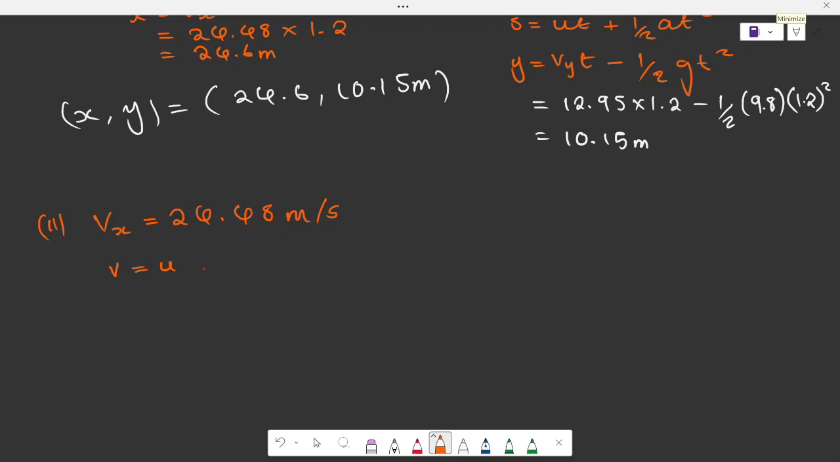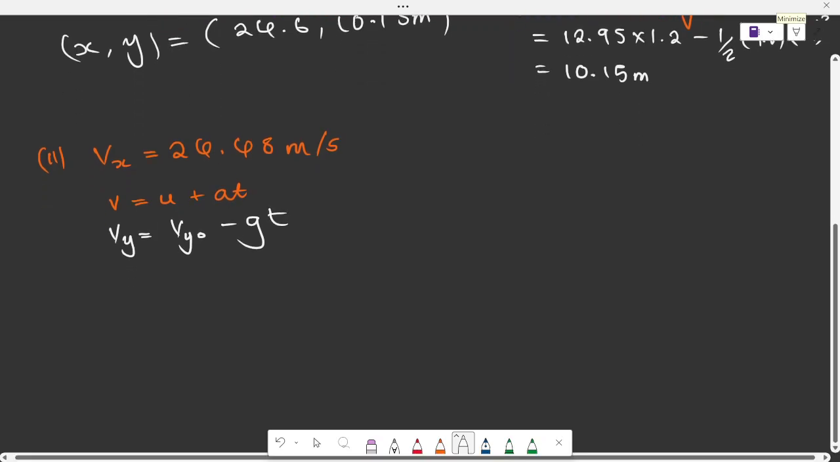V is equal to U plus AT. But since we are talking about projectile motion, we know that this formula will undergo a certain variation. It is going to change a bit. It's going to be Vy is equal to Vy initial minus G. I explained why we're having a negative value here, times T.